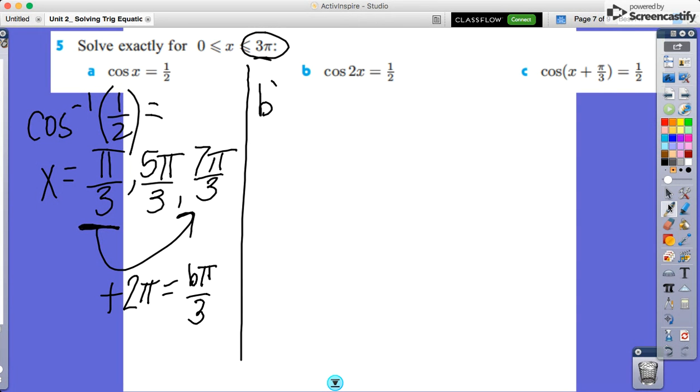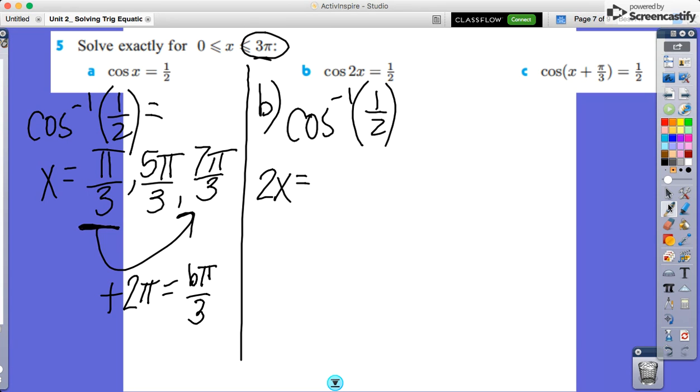Okay, so how is B different from A? We have 2x instead of x. So I'm going to solve exactly the same way. I'm going to do the cosine inverse of 1/2. But now instead of that being equal to x, what's it equal to? 2x. So I have 2x equals the same thing, right?